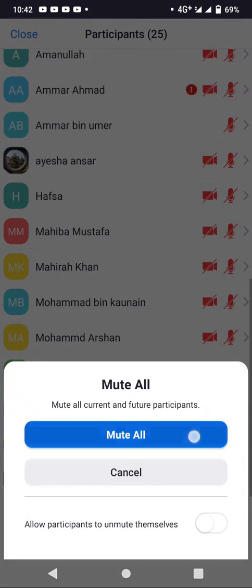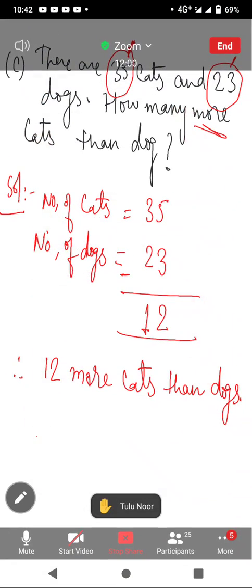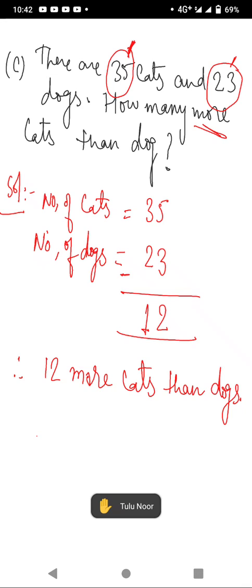Okay. So everyone now take out your book and open page number 43. So we are going to start exercise 3.5. Everyone take out your books and notebooks also.